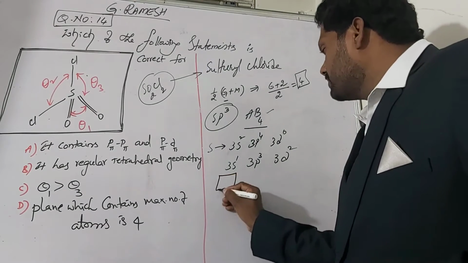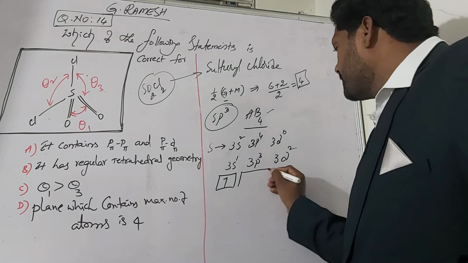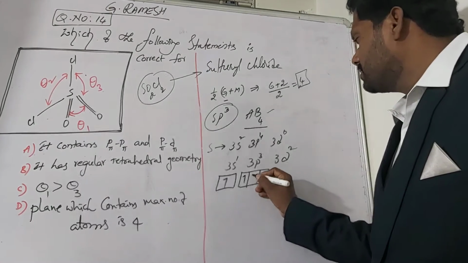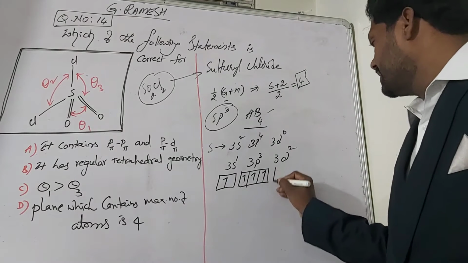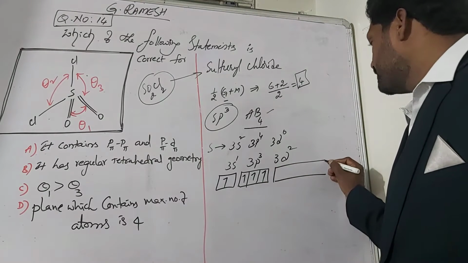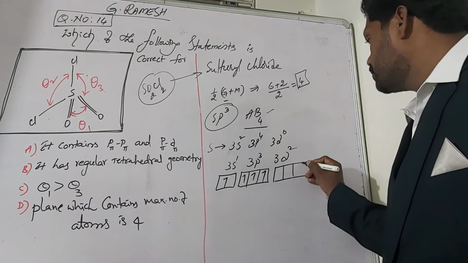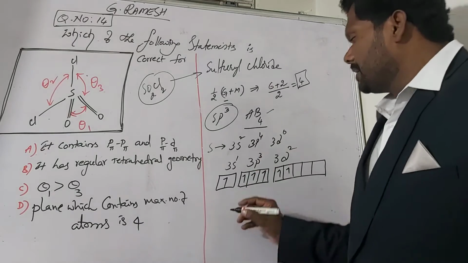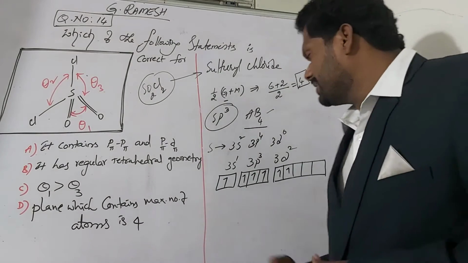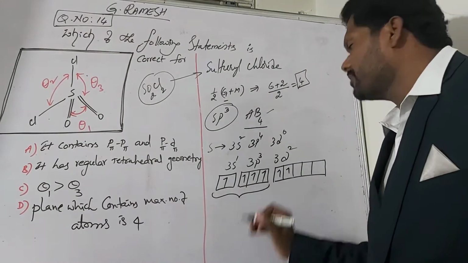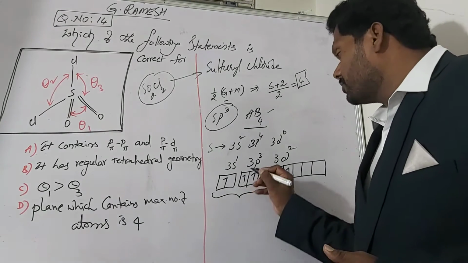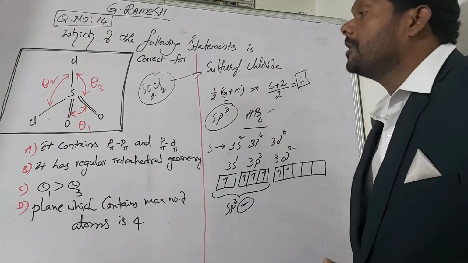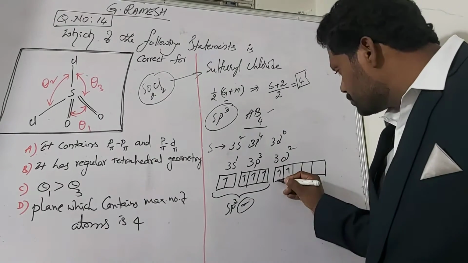So it will be 3s1, 3p3 and 3d2. This will be the final excited configuration. 3s has 1 electron, and the 3p orbitals are 3, with electrons also 3. The d orbitals are 5, 1, 2, 3, 4, 5, and electrons are 2. Now the hybridization, as already told, is sp3. These are involved in sp3 hybridization forming all 4 sigma bonds. And now these two are forming the pi bonds.